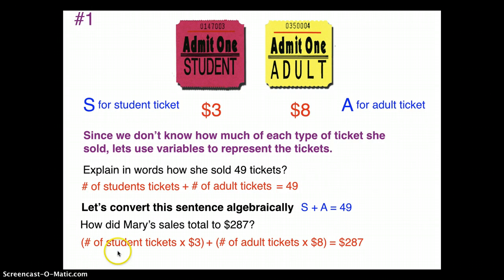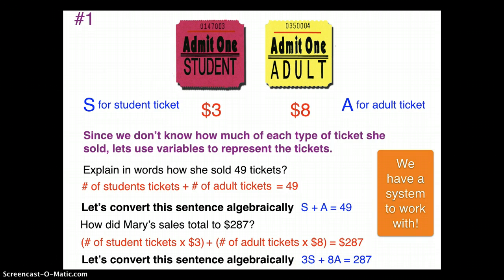Now over here, the number of student tickets times 3. I know what you're thinking. First, you're going to do S times 3, but in math, we don't write it that way. We write this number, which is called the coefficient, before the variable. So we would write it as 3S plus number of adult tickets, which is A, times 8. And again, we don't want to write A times 8. The 8 is a coefficient, so it must go first, so it will be 8A. So in the end, I'm going to get 3S plus 8A equals 287.